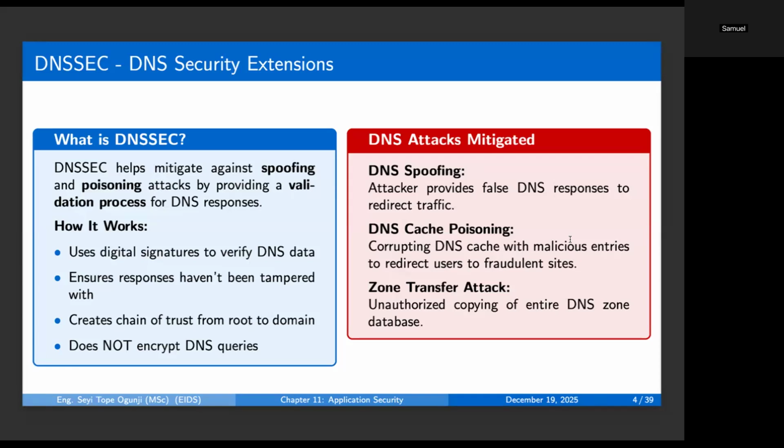So imagine that you're sending a letter to a friend and they ask you for an answer, or you ask them for an answer and they gave you that answer. So the question would be, how do I know that my friend is actually the one who wrote this answer? How can I rely on that kind of information? So that's what DNSSEC does.